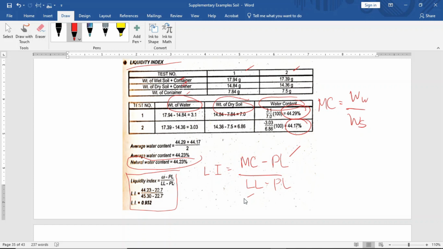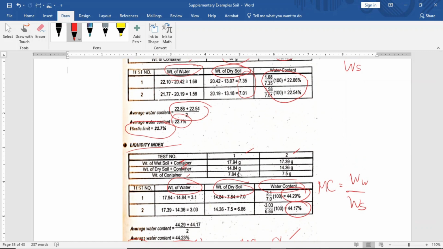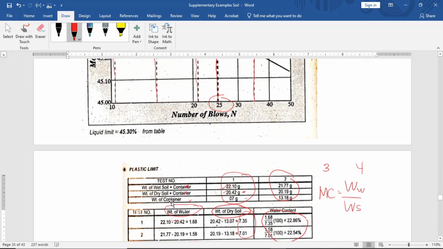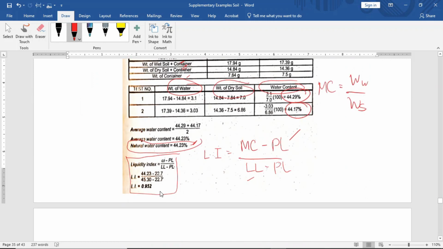So, 44.28, ito yun. Ito yung natural water content natin. Minus 22.7. Saan ba natin kinuha yung 22.7? Ito po, yan yung plastic limit na nasolve natin. All over, LL minus PL. LL natin is 45.30%. Minus 22.7 ulit na plastic limit.